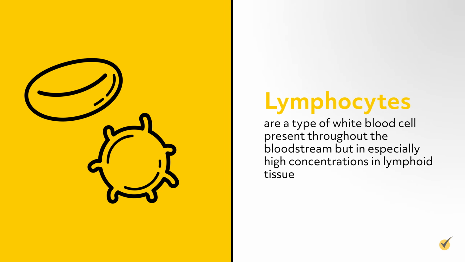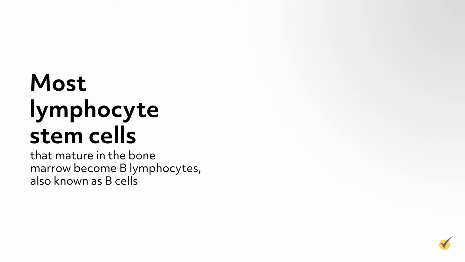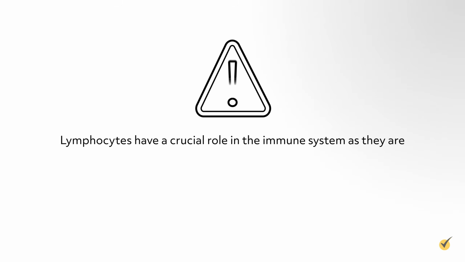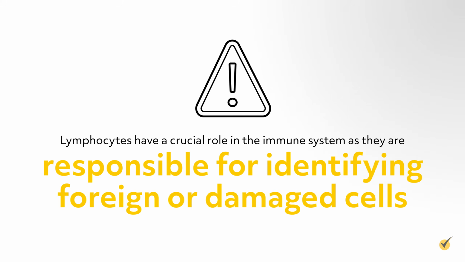Lymphocytes are a type of white blood cell present throughout the bloodstream, but in especially high concentrations in lymphoid tissue. Lymphocyte stem cells are produced in the bone marrow. Most lymphocyte stem cells that mature in the bone marrow become B lymphocytes, also known as B cells, while some lymphocyte stem cells mature in the thymus into T lymphocytes, or T cells. Lymphocytes have a crucial role in the immune system as they are responsible for identifying foreign or damaged cells.